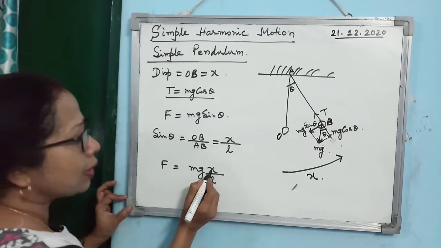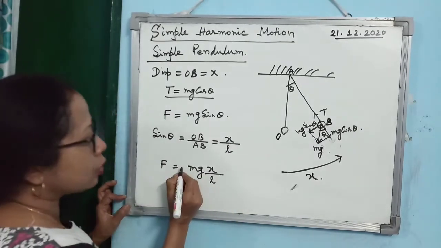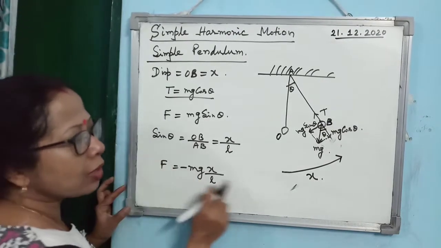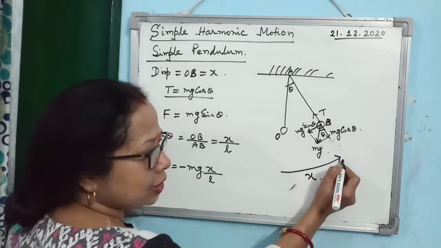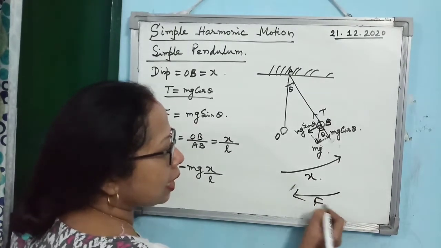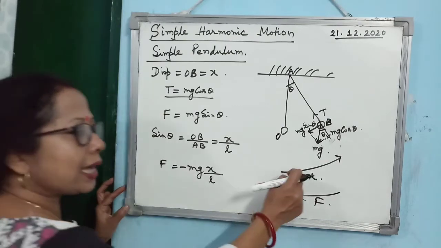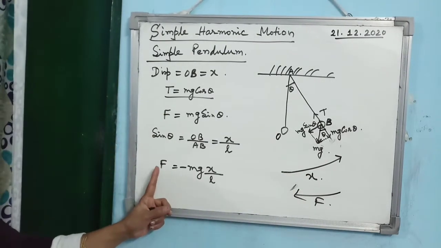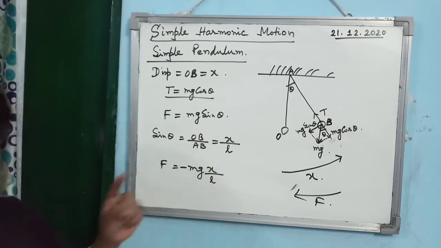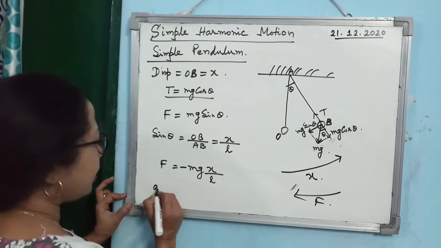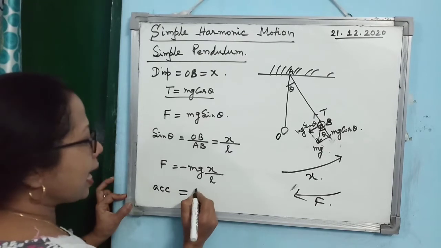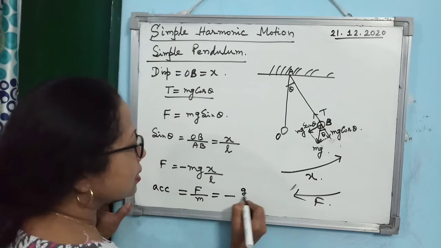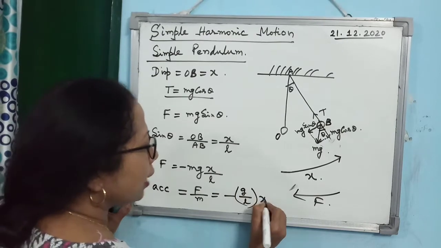Now the moment you write x, you have to understand that you have to give a negative sign here. Why? Because x is in this direction, whereas F is in the opposite direction. As x and F are in opposite directions, you can say F is equal to minus mg x by L. Now you can write the acceleration. Acceleration is force by mass. So acceleration is minus g by L into x.